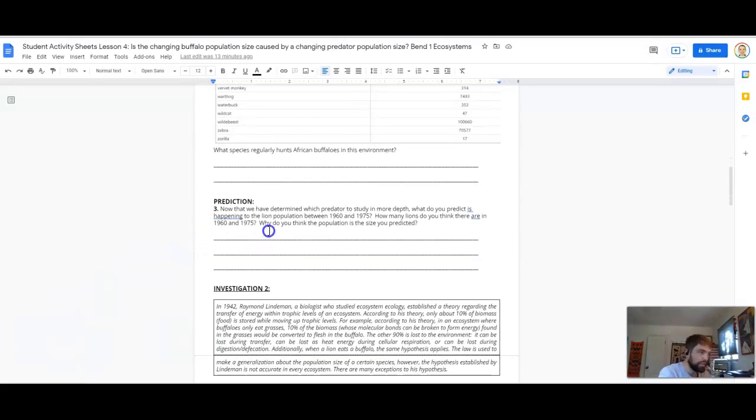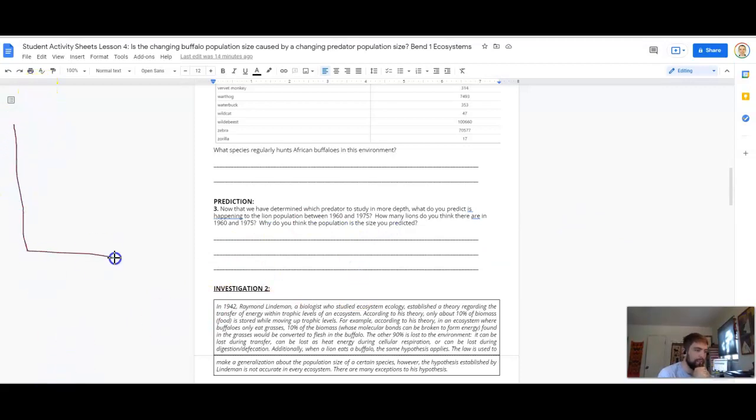And then, now that you've determined which predators we need to study, what do you predict is happening in the lion population between 1960 and 1975? How many lions do you think there are in 1960 and 1975? And why do you think the population is the size you predicted?